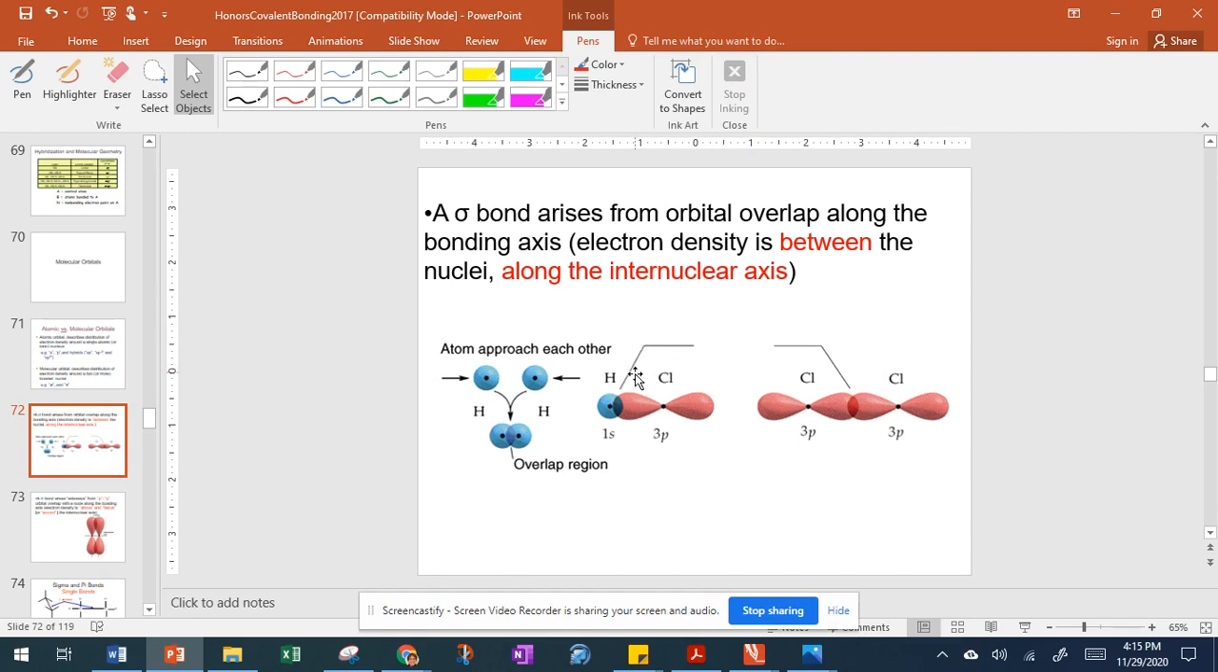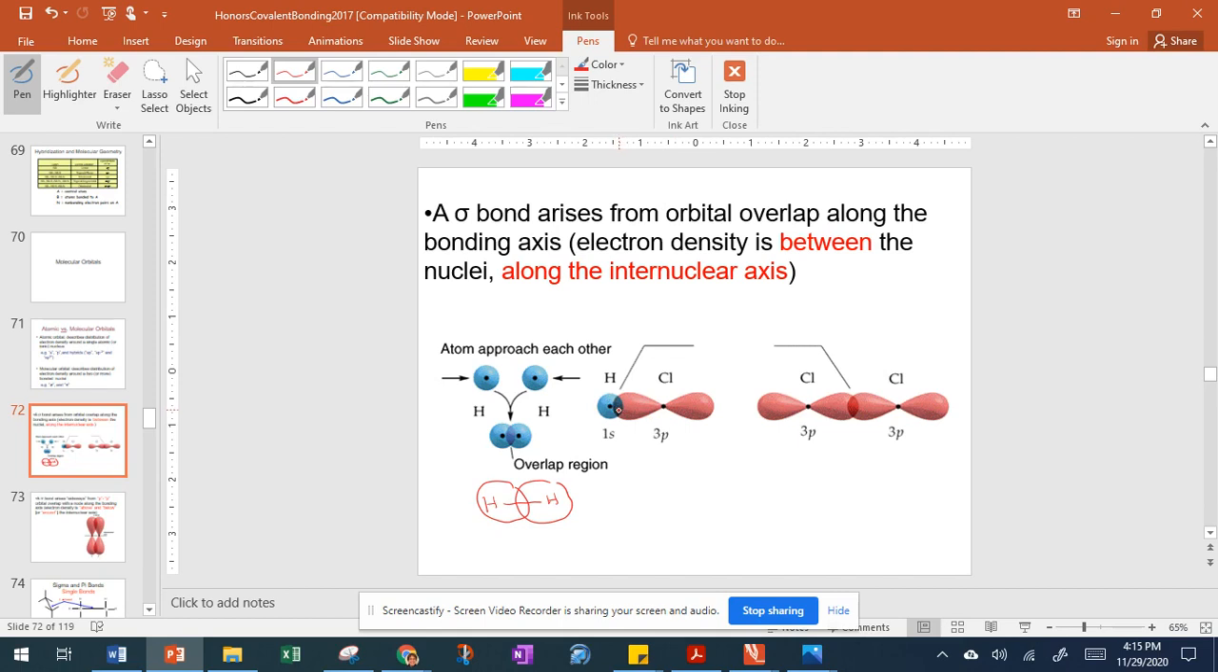So here we have three examples. Here we have diatomic hydrogen, where the electron density is between those two hydrogen atoms along the internuclear axis. So we can imagine here we have an axis between the two hydrogen atoms like this, and then we have these two orbitals overlapping each other.